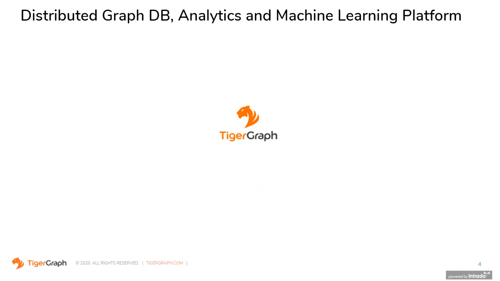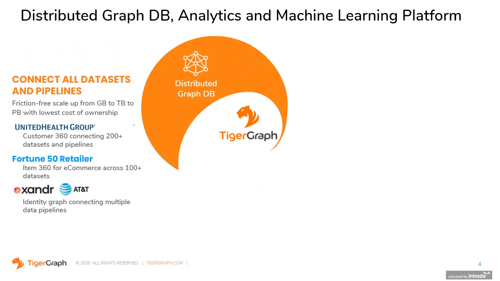So that's who the company is and sort of what our mission is. But let's talk about the capabilities again a little more deeply. So first of all, we handle data in a graph fashion, and it's a distributed graph database, meaning that the data can expand to multiple servers. So a graph database connects all data and pipelines easily and efficiently. And this is benefiting companies like we mentioned in the introduction, such as UnitedHealth Group and Xandr, who provides marketing analytics for AT&T family of companies.